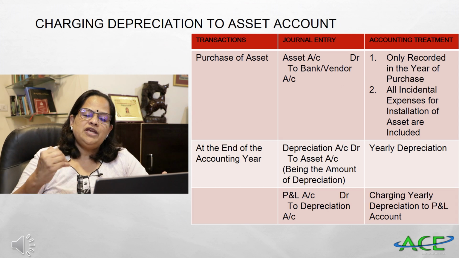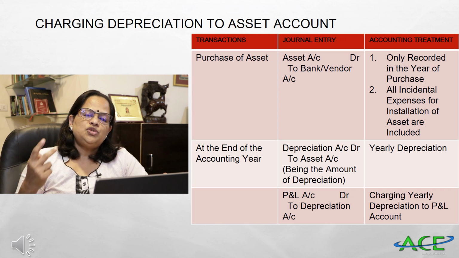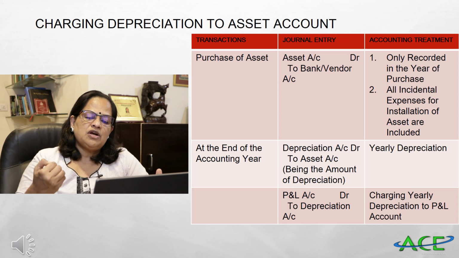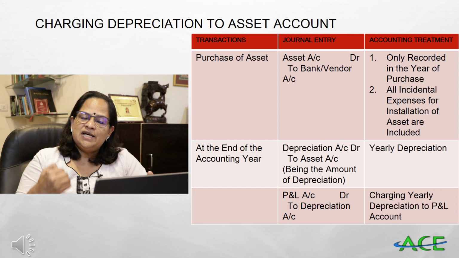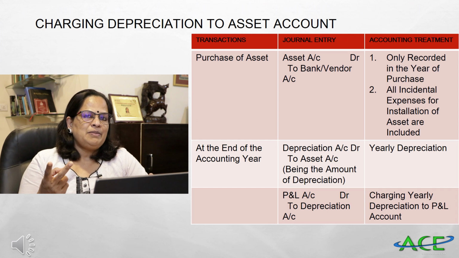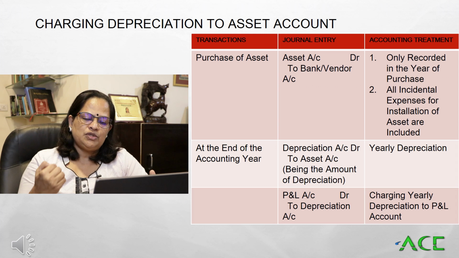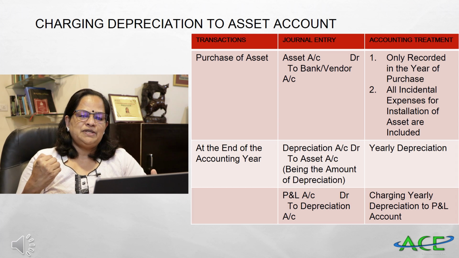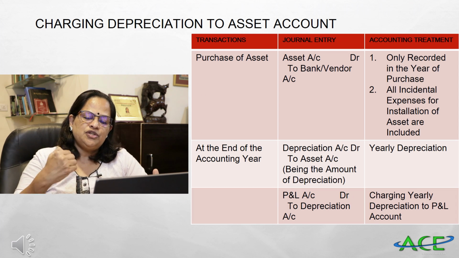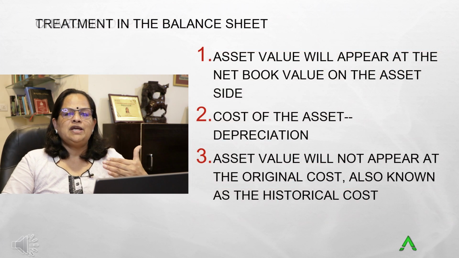Now at the end of the accounting year we have to provide depreciation, and that depreciation value we have to debit to profit and loss account. So two journal entries throughout the useful life of the asset we have to pass. One is depreciation account debtor to asset account. That is the yearly depreciation. We know that we use two methods, diminishing balance method or straight line method of depreciation. Whichever method you have to use will be mentioned in the question, and accordingly you have to calculate the yearly depreciation. Now this depreciation we have to charge to profit and loss account. So profit and loss account debtor to depreciation account. These entries will continue throughout the useful working life of the asset.